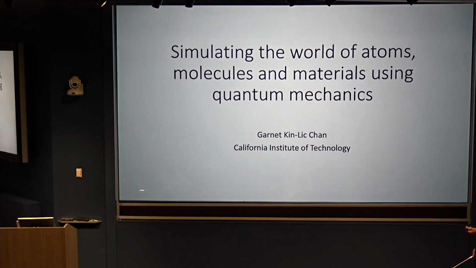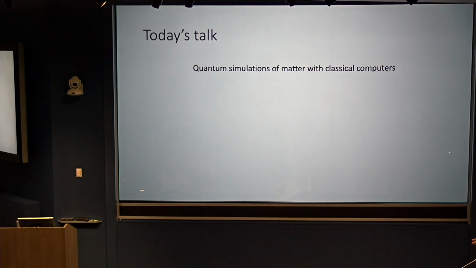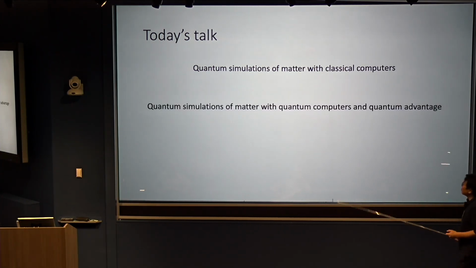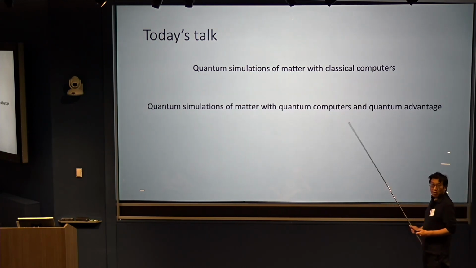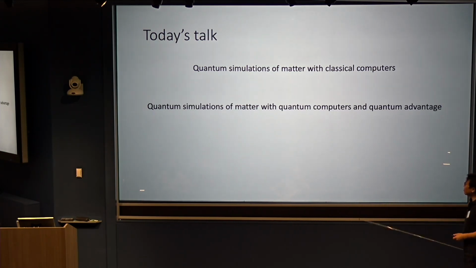But before I talk about simulating the world of atoms, molecules, and materials using quantum computers, I should first tell you a little bit about how we carry out simulations of matter using the computers that we have today, which are classical computers. And so this will be the first part of the talk. And then I will move on to say how things change now that quantum computers are becoming available, and what, if any, quantum advantage they may bring to this problem.